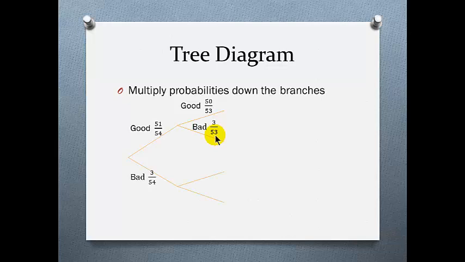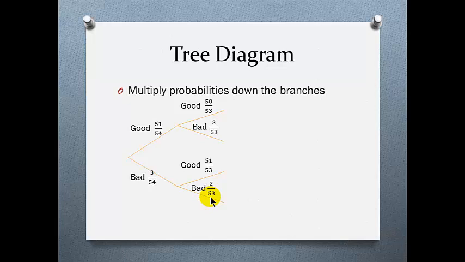On the bottom branch, we do much the same thing. Splitting into 2 sides, we could pick a good bulb on the second draw. There are 51 good bulbs out of 53 left to draw from. Or we could pick a bad one again. There were 3 bad ones. Now there are 2 bad ones left, because one of them's already been selected, out of the 53 left to pick.